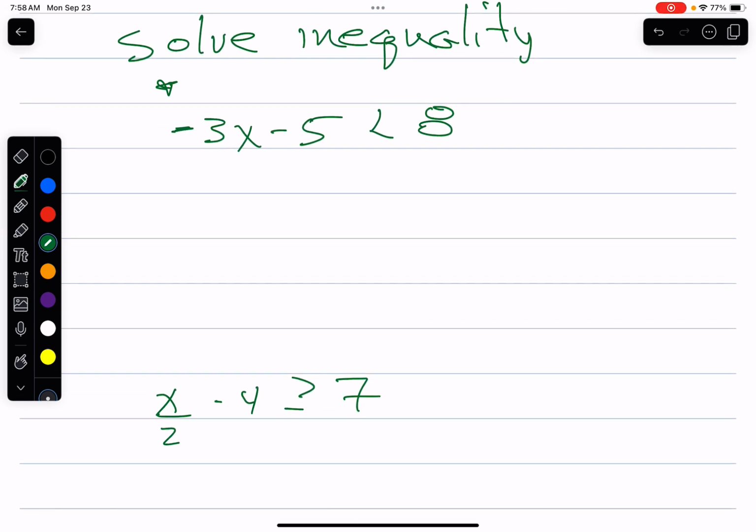Solving inequalities, just like solving regular equations. So we're going to work on that negative 5 first by adding 5. Negative 3x less than 13. Okay, I'm going to divide by negative 3. So I have x. I've got negative 13 over 3. And we have to change the direction of the arrow.